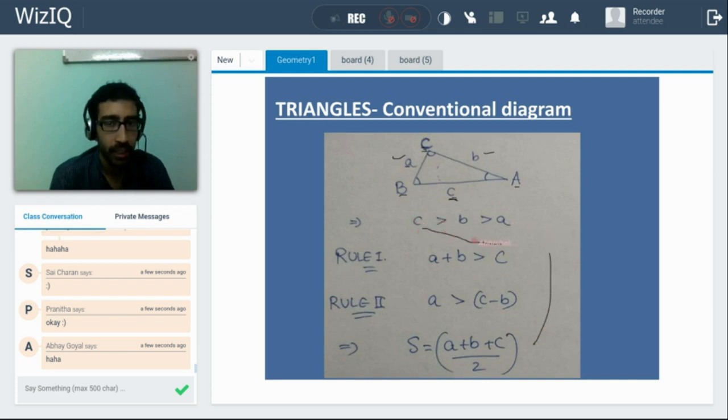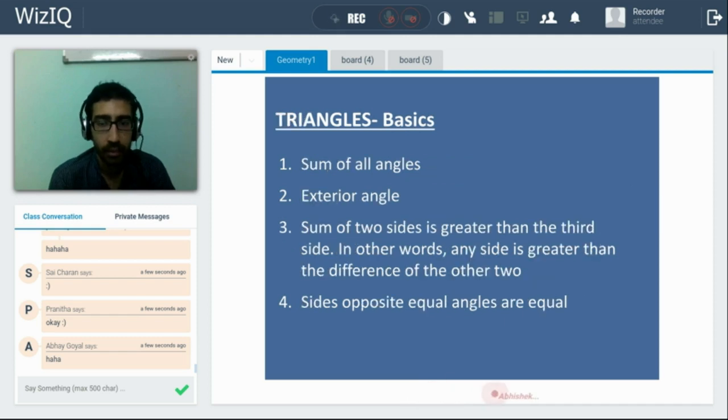So if C is greater than B is greater than A, if you have a triangle of three unequal sides, then what I want you to remember, rule number one, is this: sum of two sides is greater than the third side. Mathematically, the way you would need to apply this is that sum of two sides is greater than the largest side. So let me just write largest here as well. This is one very, very important rule.